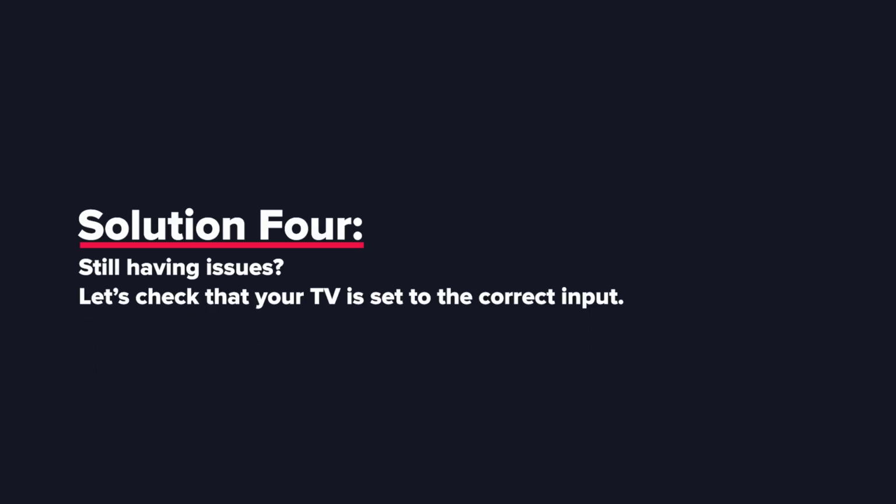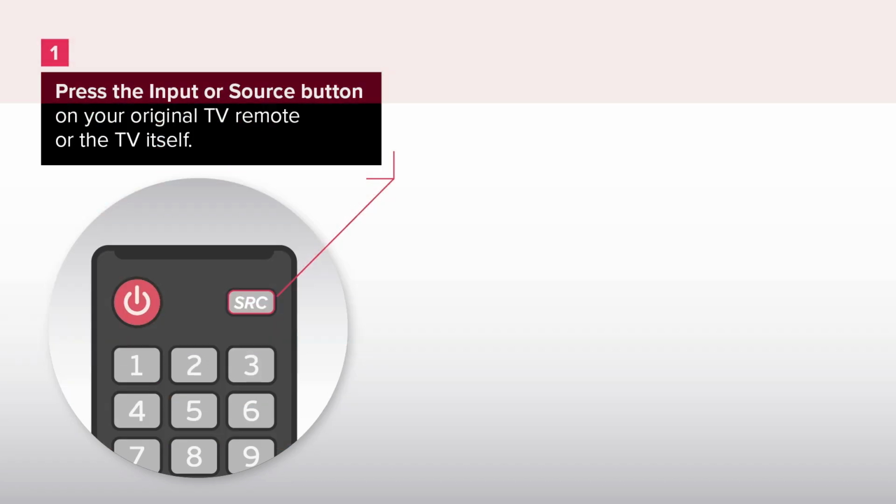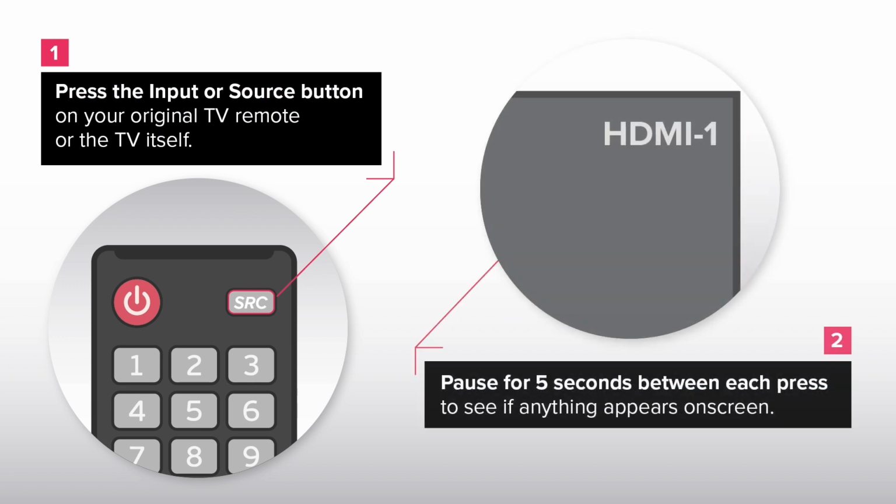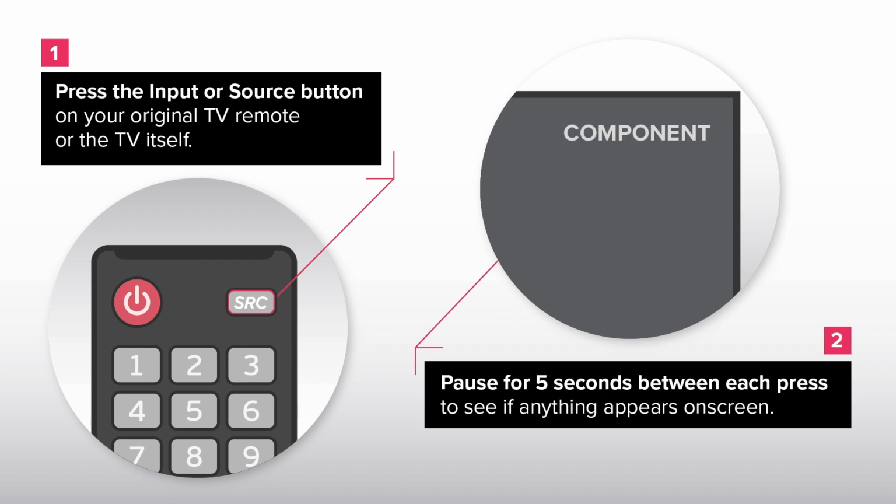Solution 4. Still having issues? Let's check that your TV is set to the correct input. Press the input or source button on your original TV remote or on the TV itself. Pause for 5 seconds between each press to see if anything appears on screen.